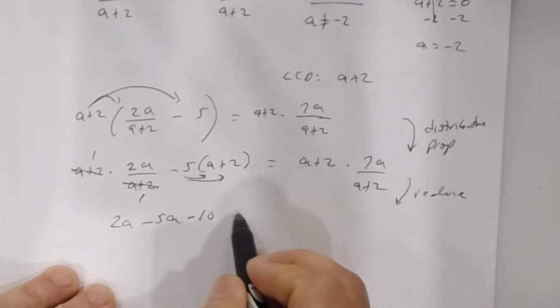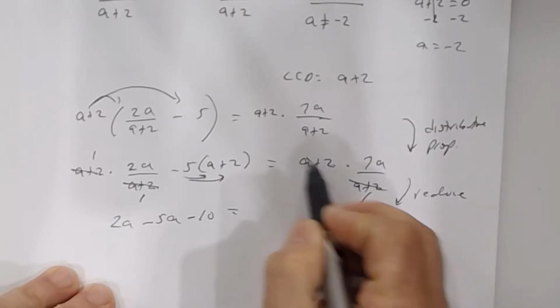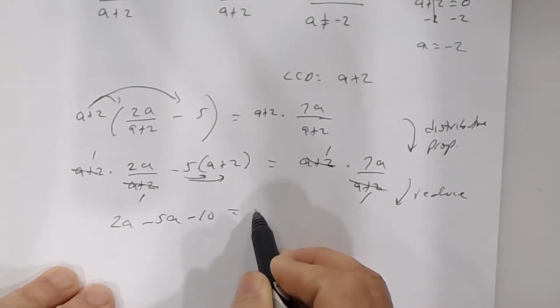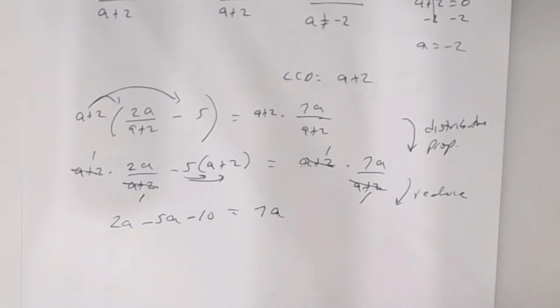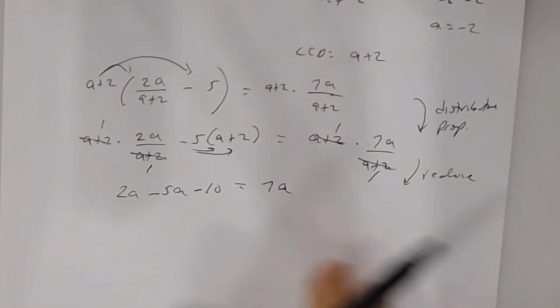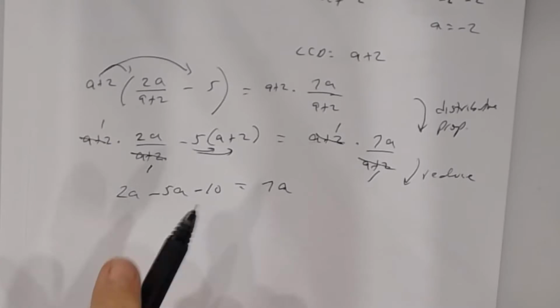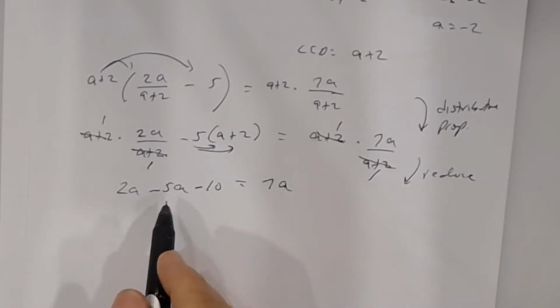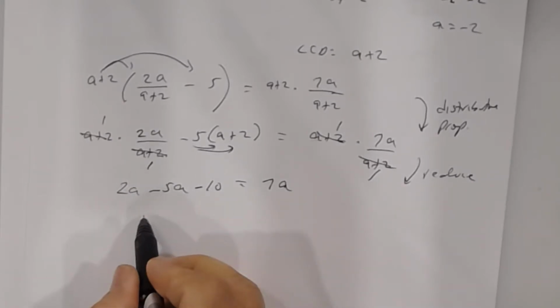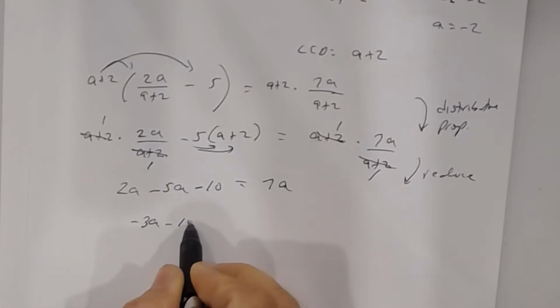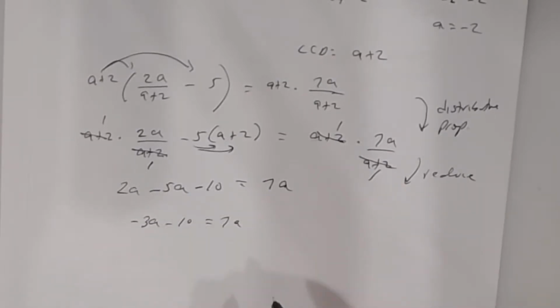Let's go ahead and reduce on this side first. That's going to be a 1, and that's going to be a 1, and what's left? 7a. All right, so that's where I'm at. So notice I went from a rational equation to a what? Linear. All right, what's the next step? 2a minus 5a? Negative 3a minus 10 equals 7a. What's the next step?